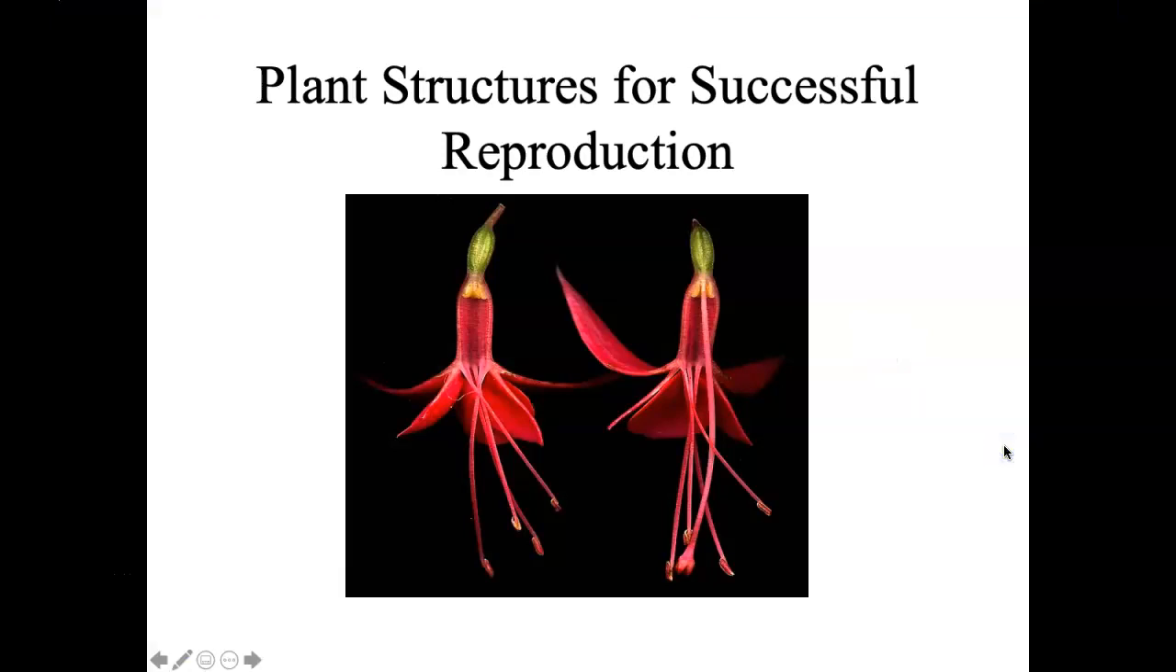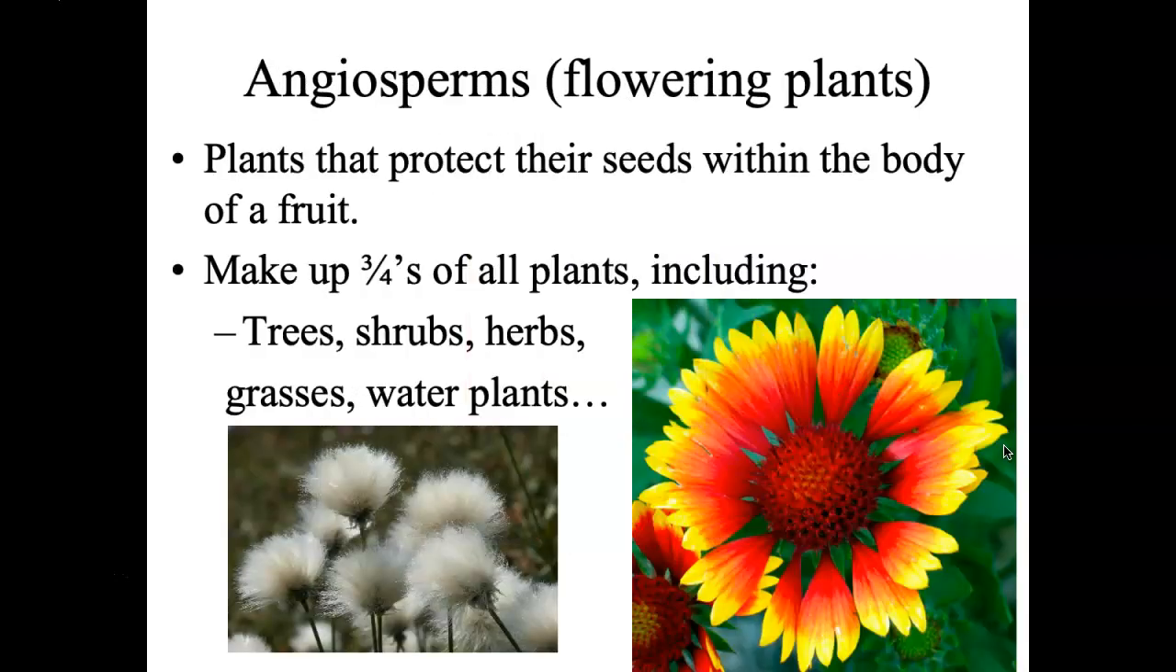Plant structures for successful reproduction. So plants are shaped a certain way for a certain purpose, and we're going to talk about that today as it pertains to how successful plants are for having offspring and passing their genetics down to future generations.